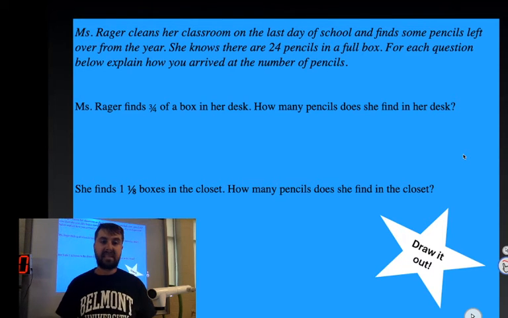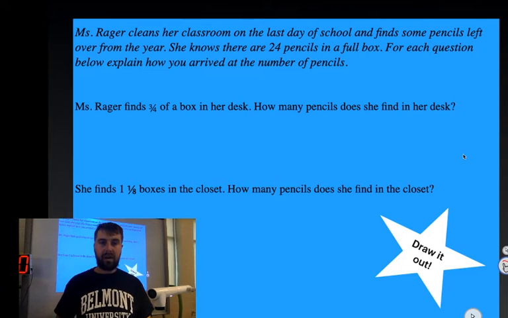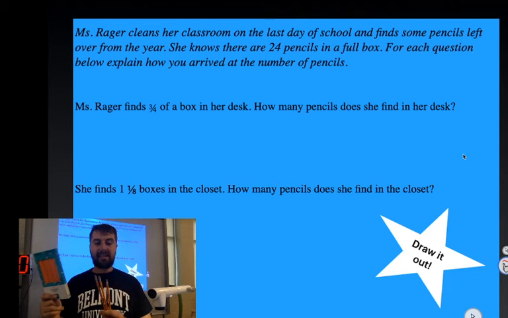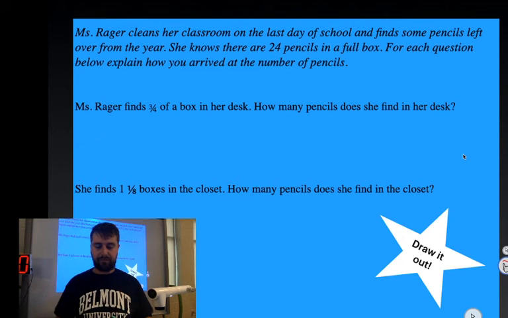Our second problem says she finds 1 1/8 boxes in the closet. How many pencils does she find in the closet? So I really like this one because there's a whole number and a fraction. So what I would recommend doing is either drawing it out. I love drawing these problems. And then I knew that there's a whole box and then some more over here. So it was a box plus more. But see if you can figure this out and include that in your message to me. And then you have one more problem for this task.